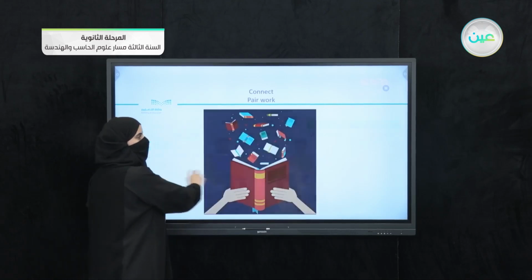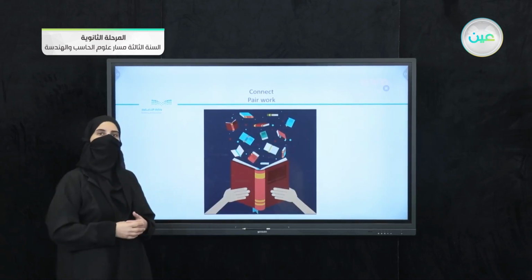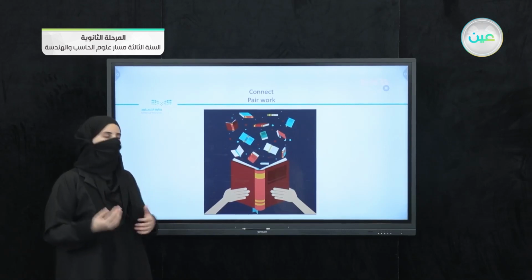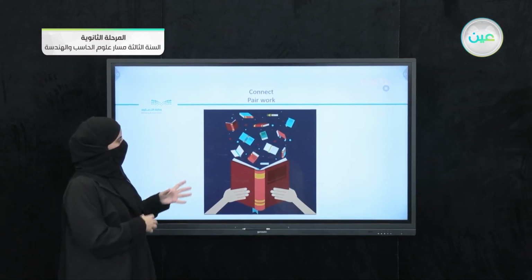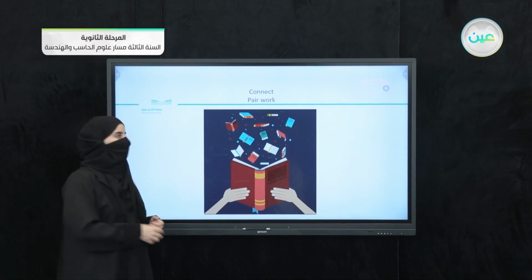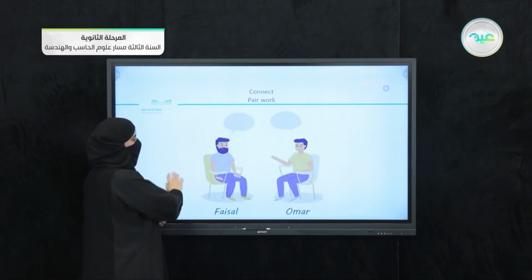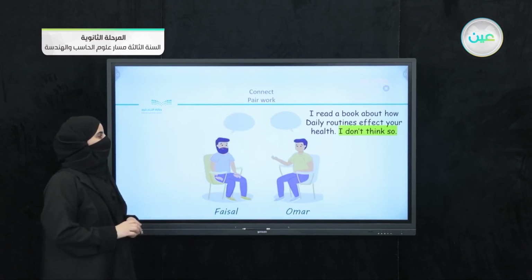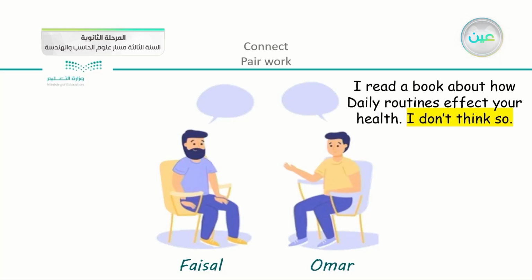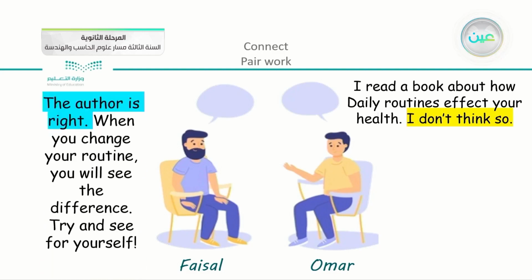We might go together, or he may disagree if he doesn't like the topic. Another topic we have here, you can see that there is something about books or reading. Now here, back to Faisal and Omar, Omar said, "I read a book about how daily routines affect your health. I don't think so." So his opinion is that these routines don't affect your health. What about Faisal? "The author is right." So we can see that here, Faisal agrees with the author.